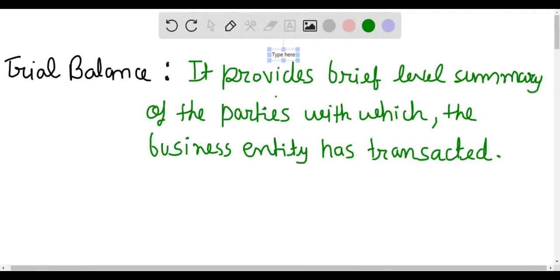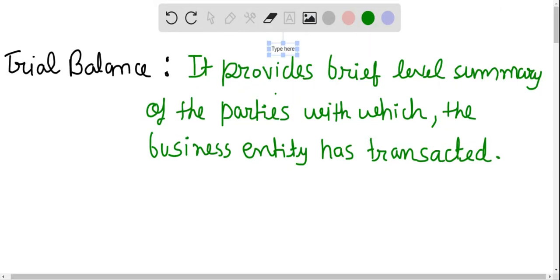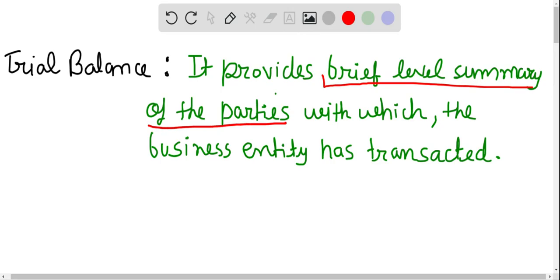Okay, so we are going to understand the meaning of trial balance, and followed by that we will understand how we can arrive at different versions of trial balance. First of all, we have written our technical definition. A trial balance provides a high-level summary of the parties with which the business entity has transacted. So we have written a technical definition.